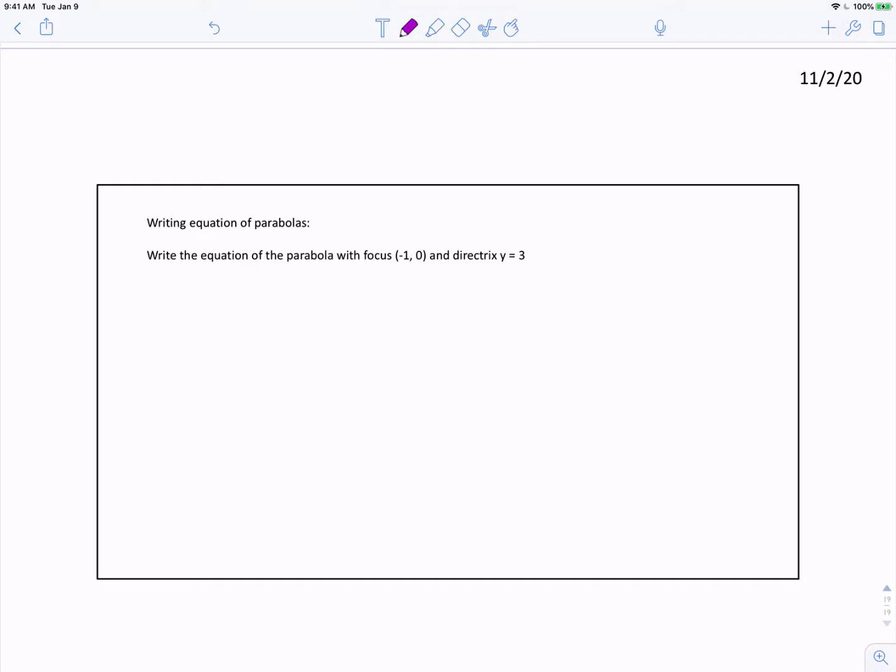In this last section, we'll write the equation of a parabola given a description of the parabola. Here's an example. Write the equation of the parabola with focus at -1, 0 and directrix y equals 3. Whenever I have one of these problems, the very first thing I always do is try to draw a quick sketch of what the parabola is going to look like.